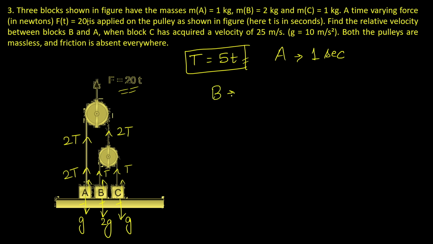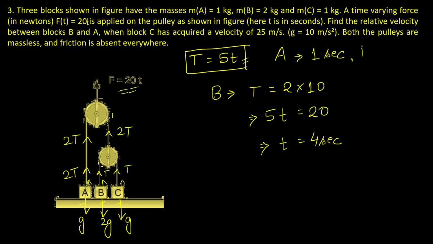Similarly for block B, this is T and this is 2G. So T is equal to 2 into 10, and this T is 5t, that is equal to 20. So t is equal to 4 seconds. So for B it is 4 seconds. Like after 4 seconds, block B starts moving up.